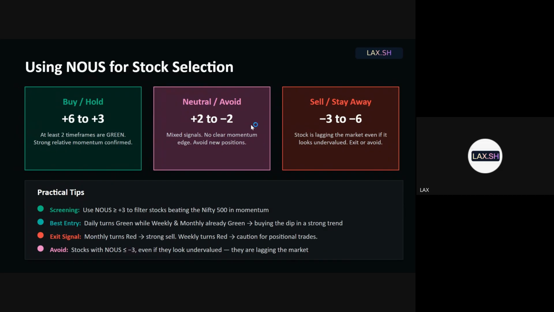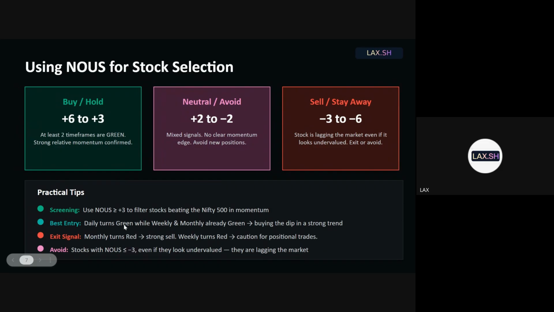You can't really make out whether it will go up or down, right? At -3 and below, you are landing in deep trouble. And if you're looking at futures stock, likely they are going to get beaten, right? So practical tips for screening: news should be 3 or more.